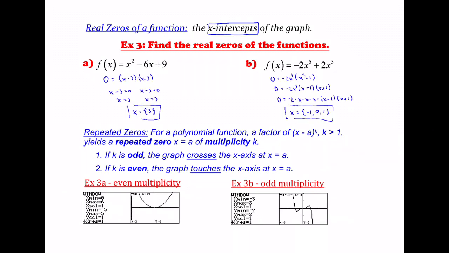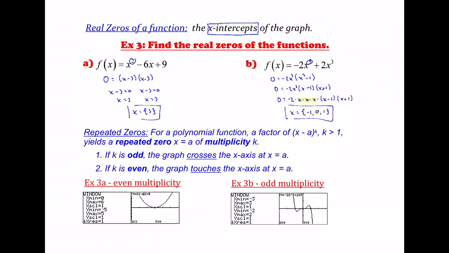So there they are, solved again. With the degree being 2, we expect to have 2 solutions, and we do. They just repeat. x equals 3 happens twice. On part B, we expect to have 5, and there are 5, but x equals 0 happens 3 times. So there's 3 factors of x, so that 0 is repeated 3 times.